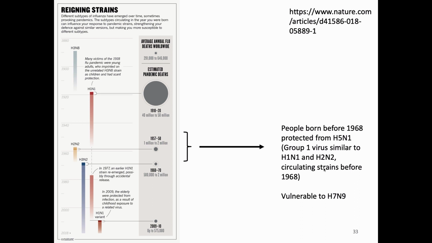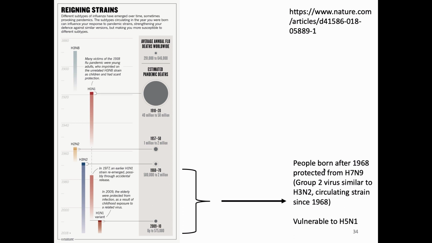It also seems as though people who were born before 1968 probably had their first flu be either H1N1 or H2N2. Those are really similar to H5N1, and so when we look, they're actually really protected against H5N1, that bird flu. They might be fine if there was a bird flu epidemic. However, they make awful responses to H7N9. And so if there's an H7N9 pandemic, they are particularly vulnerable.